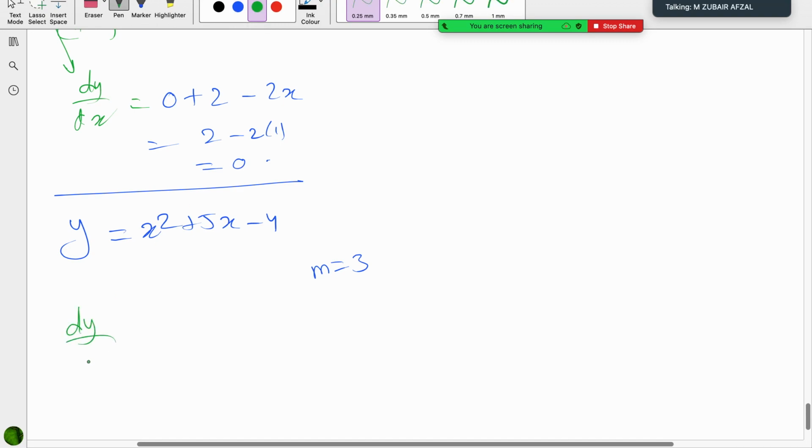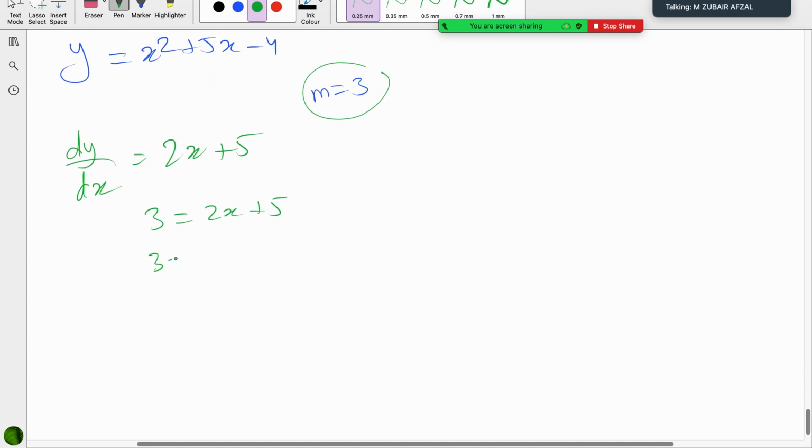So dy by dx is equal to 2x plus 5. Gradient is given, substitute. 3 is equal to 2x plus 5. 3 minus 5 is equal to 2x. Minus 2 is equal to 2x. x is equal to minus 1. So we know that when gradient is 3, x is minus 1.